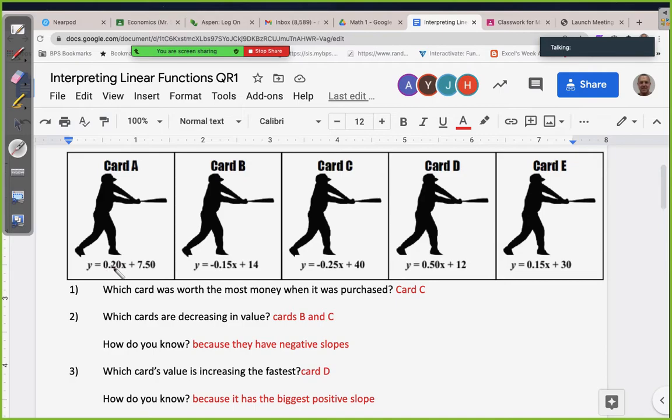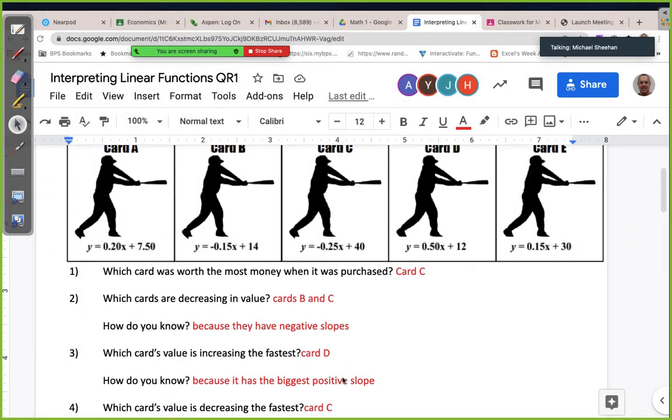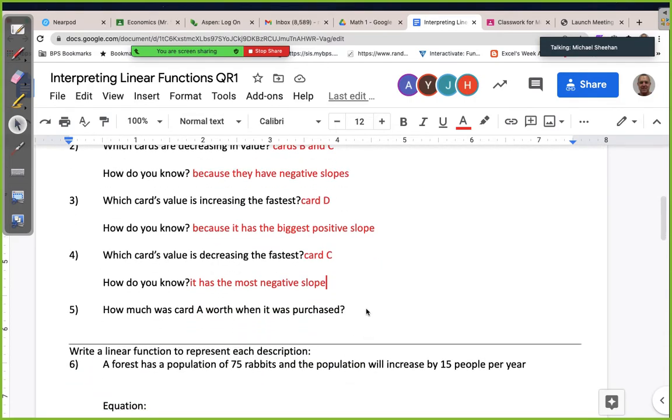Don't forget the one with the X. This is rate of change. The y-intercept is how much you started off at. This one started off at $7.50, increased by 20 cents per year. This one started off at $14, goes down every year. This one starts off at $40. Card A started off with a value of $7.50. The y-intercept is what you start off with. So it was $7.50.